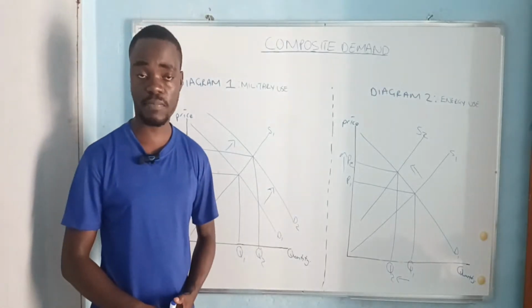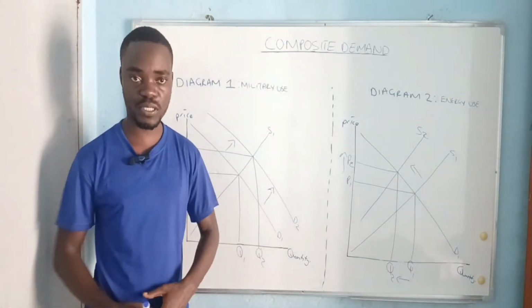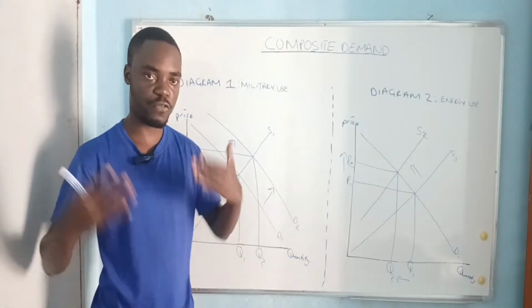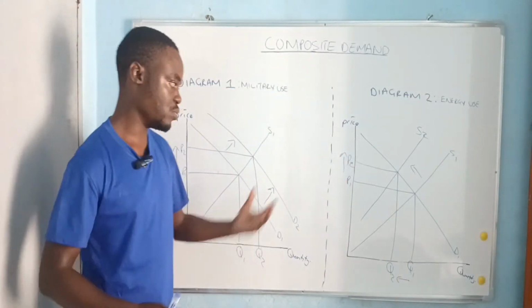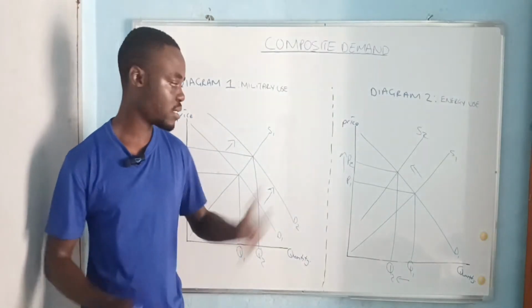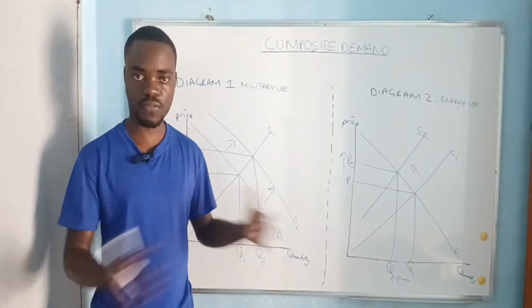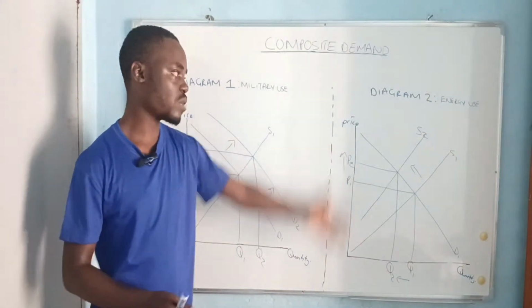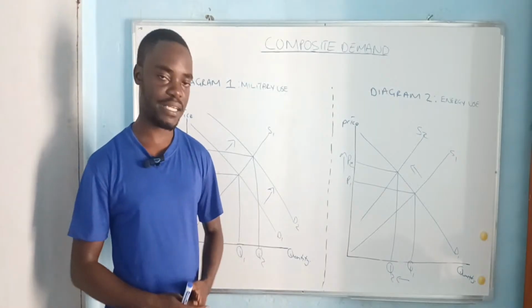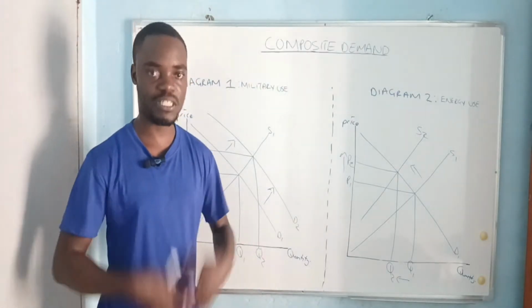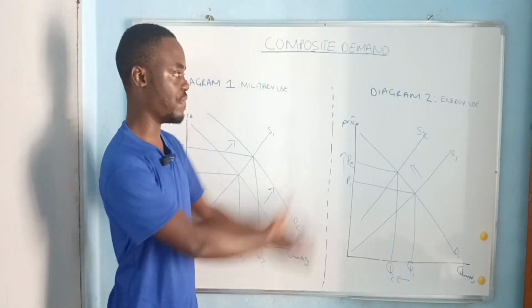This is composite demand, where one good has multiple uses. In this case, we can use oil for military use, and you can use it for energy use. Whichever way you do, when there's a conflict and you see demand for one usage rising, it's going to affect the supply of the other, because the supply is finite, which means it's scarce and it can be depleted. So this is why we end up having higher prices.